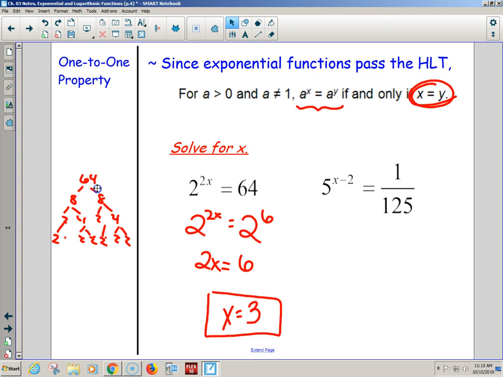Oh, but it's in the denominator. Oh, but denominators can be written as numerators if the exponent is changed to be negative.